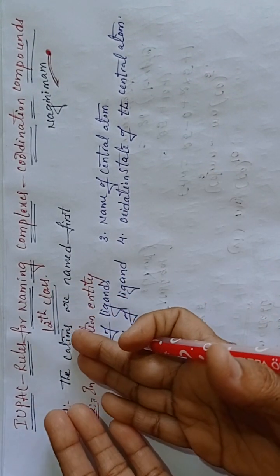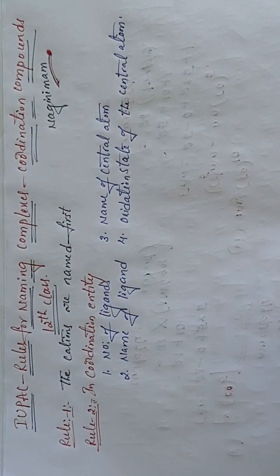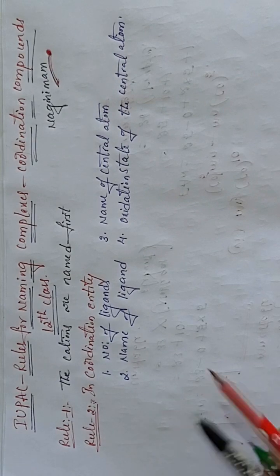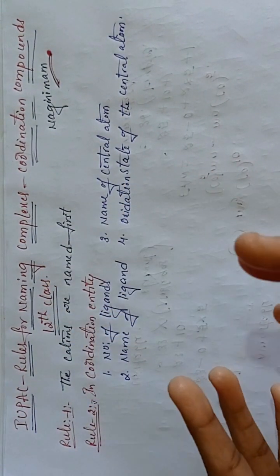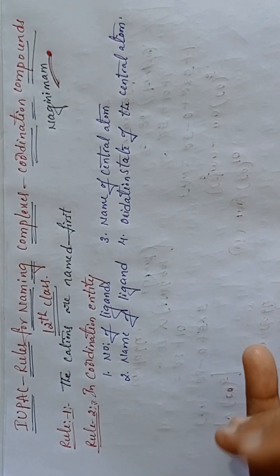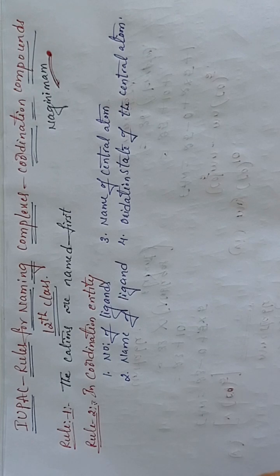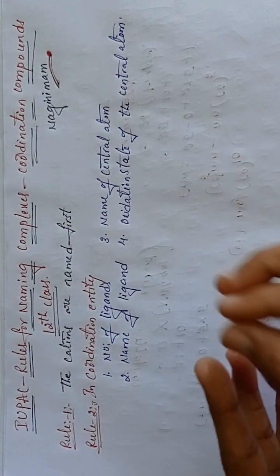So first we have to write the name of the cation. Next we have to write the anion name. The coordination entity may be a cation or it may be an anion, and neutral also we can take. So anionic complexes will be there, cationic complexes will be there, neutral complexes will be there. So first we have to write the name of the cation.